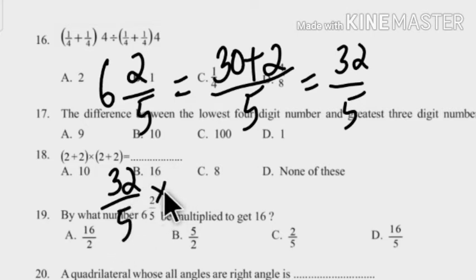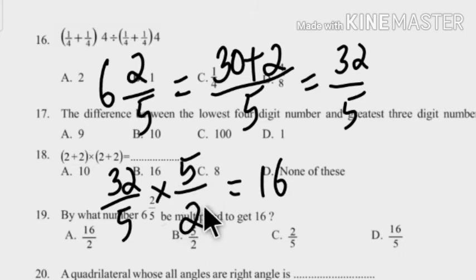We need to multiply this number by a number to get 16. So to get 16, 5 by 2 will be the answer. Why? While multiplying by 5 by 2, the 5s get cancelled, and 32 by 2 is 16. Okay, so 5 by 2, option B is the correct answer.